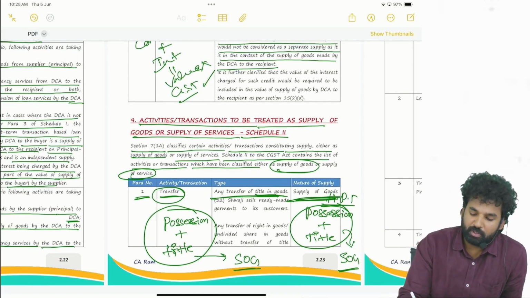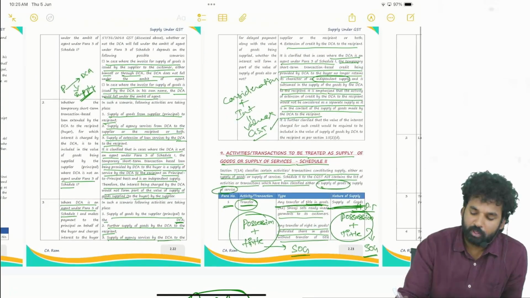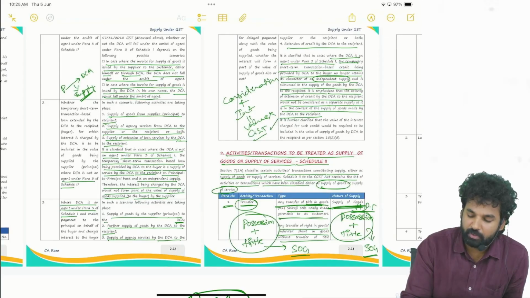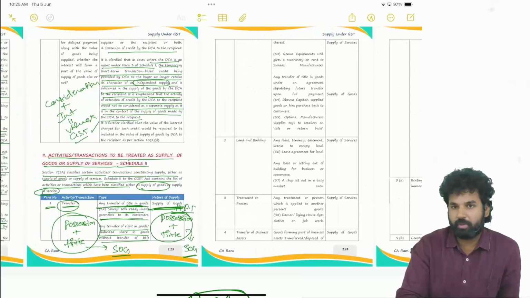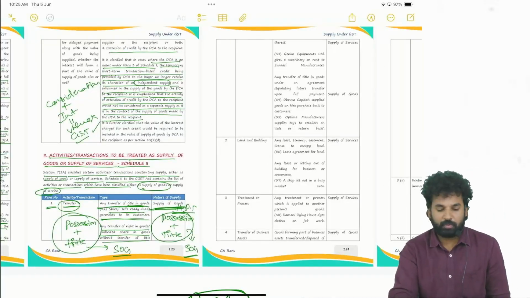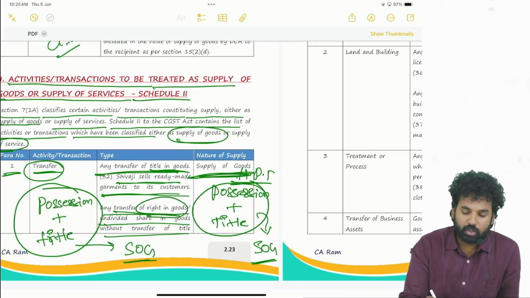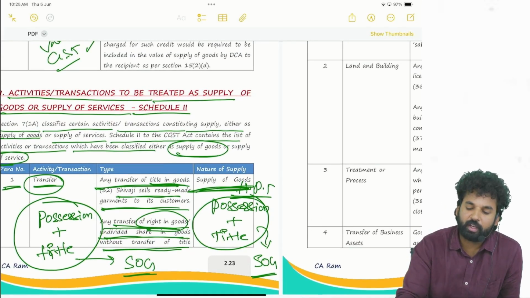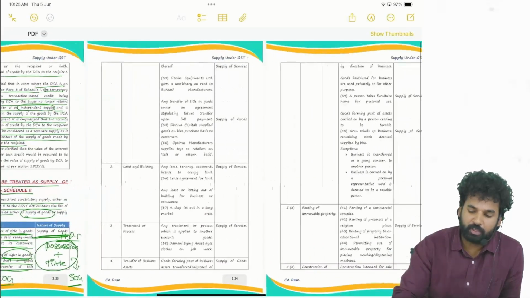See here an example. Shivaji sells ready-made garments to its customers. That means title is being transferred, possession is also being transferred, so it is supply of goods. Whenever there is a transfer of right in goods or undivided share in goods without the transfer of title, it shall be treated as a service.